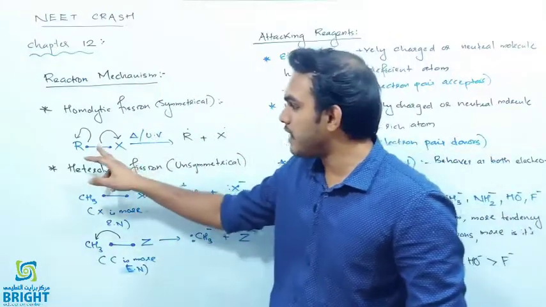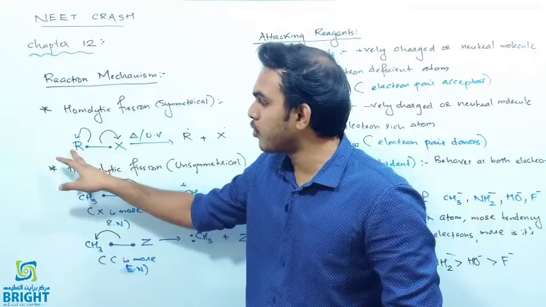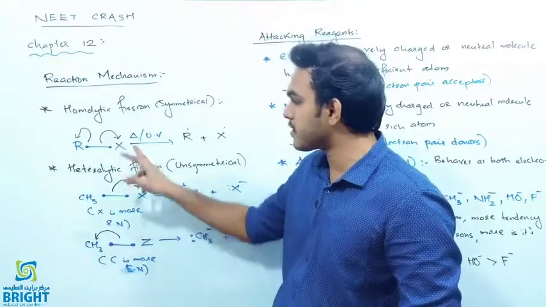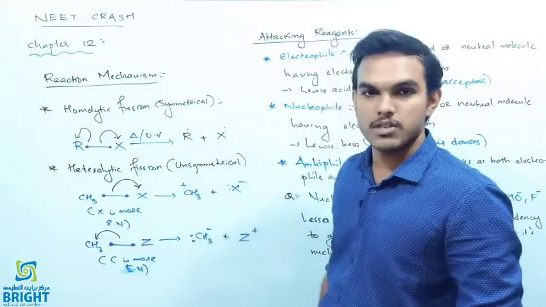For the symmetrical cleavage, we see here there are two atoms. This electron will go to here and this electron will go to here in the presence of heat or light. So it will become an alkyl free radical or halogen free radical.